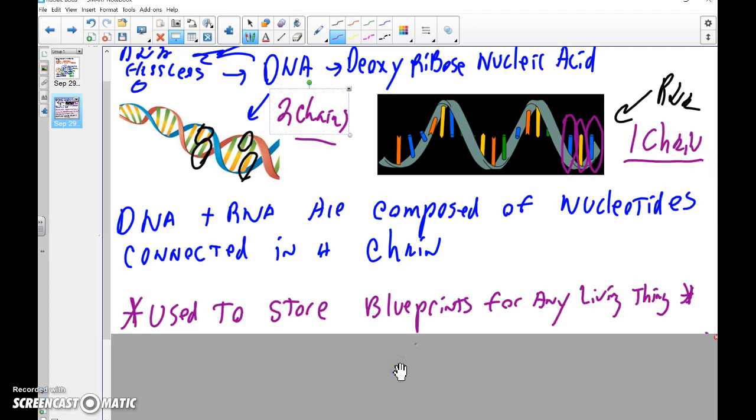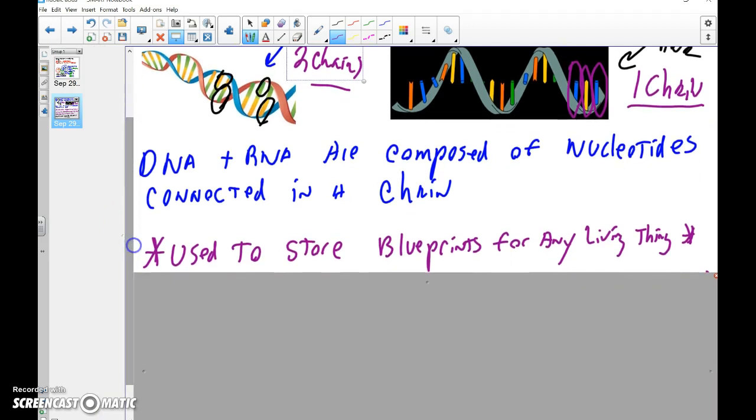Now, a little bit about the uses. So there's the structure, because remember, structure equals function. So DNA and RNA composed of nucleotides in a chain, DNA being two chains, RNA being one chain. Those are the structure. The function is that DNA is used to store blueprints for any living thing. Some living things can use RNA, but nucleic acids can store the blueprints for any living thing.